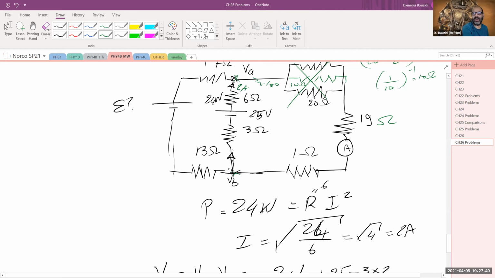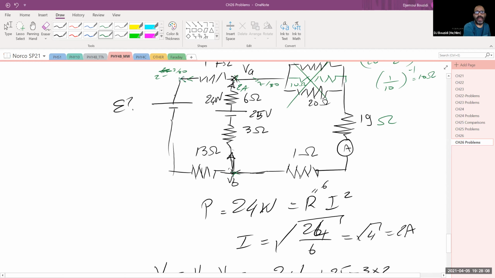Obviously the 2 amp is going this way. Only 7 over 30, which is less than 1, is going this way. So in here it's just the difference of 2 amps minus this 7 over 30 amp, okay? Which is what, 60 minus 7, which is 53 divided by 30. So it's some number, 1 point something amp. But it's moving this way. So if I go from VA to VB, I'm going in the same direction of the current.